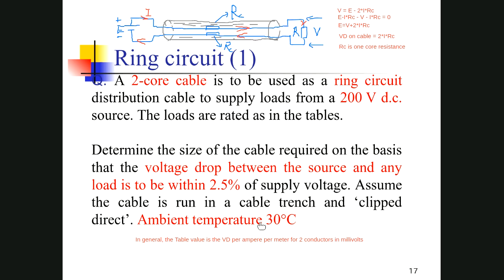Remember that's the difference. In general, the table values are the voltage drops per ampere per meter for 2 conductors in millivolts. Therefore, what does it mean? The cable tables give total voltage drops.